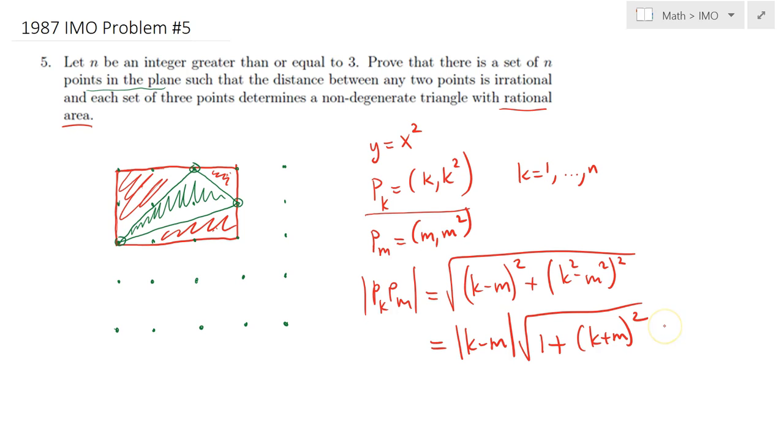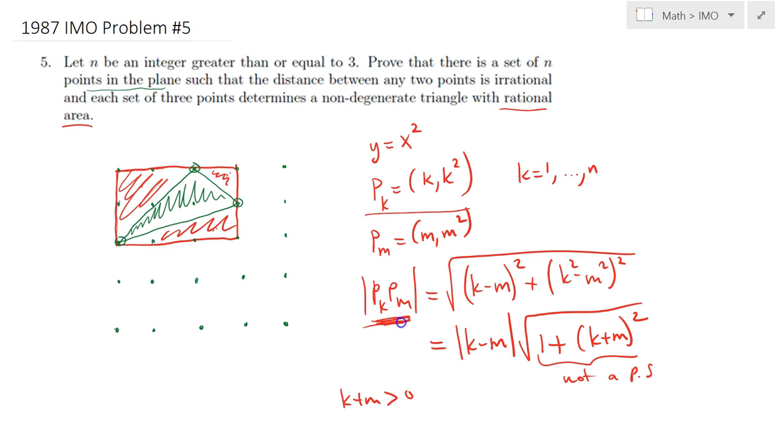Now the distance, I claim, is irrational, because for this to be rational we need the inside of the radical to be a perfect square, which is not going to happen because k plus m is greater than 0. So k plus m is definitely greater than 0, and in such a case, 1 plus (k plus m) squared is not a perfect square, and as a result the distance PkPm is irrational.